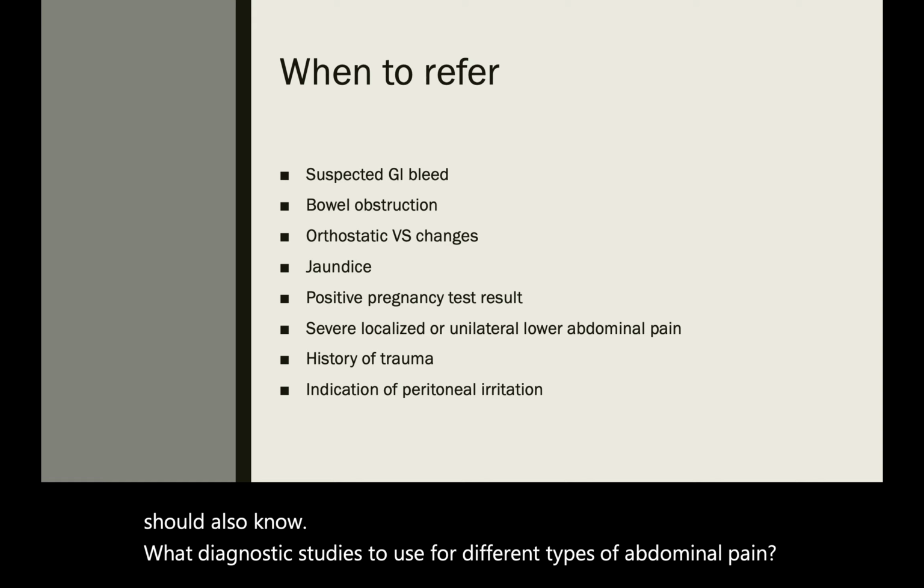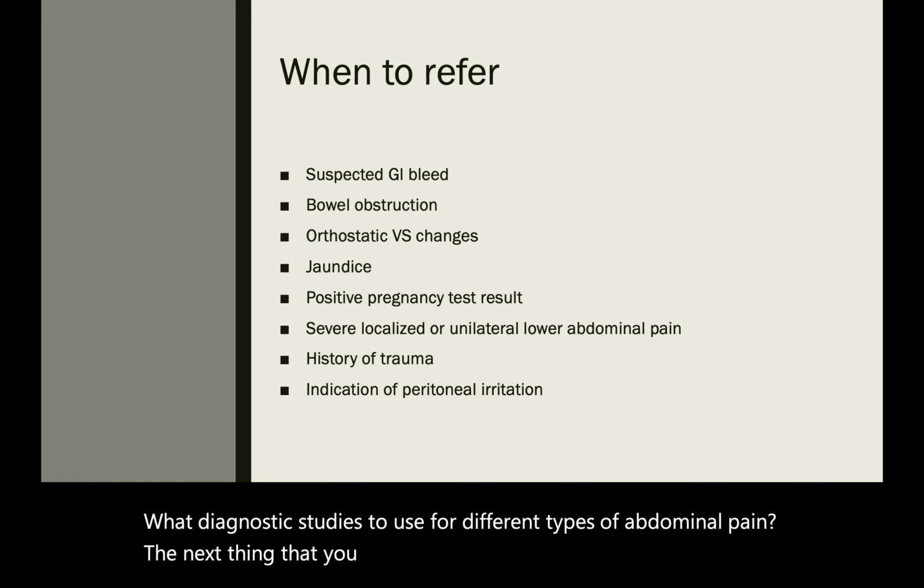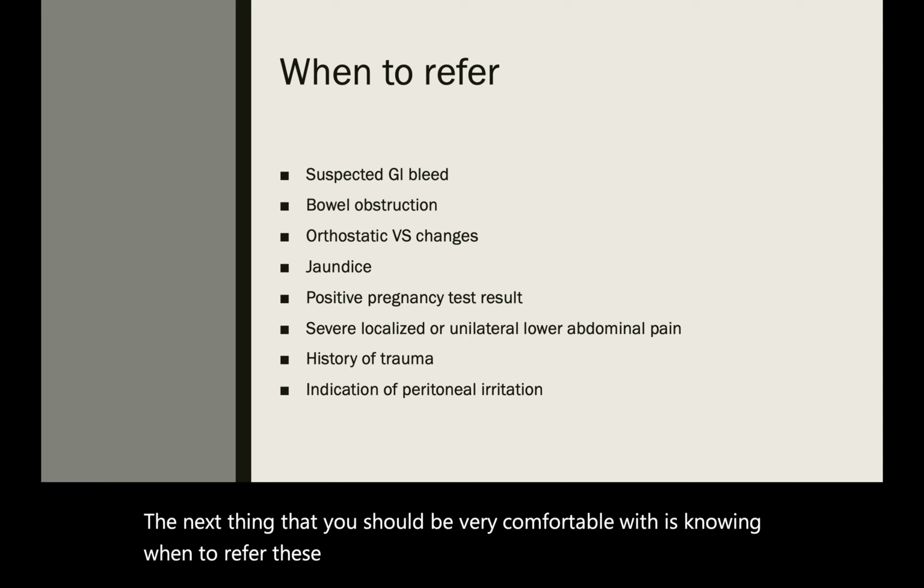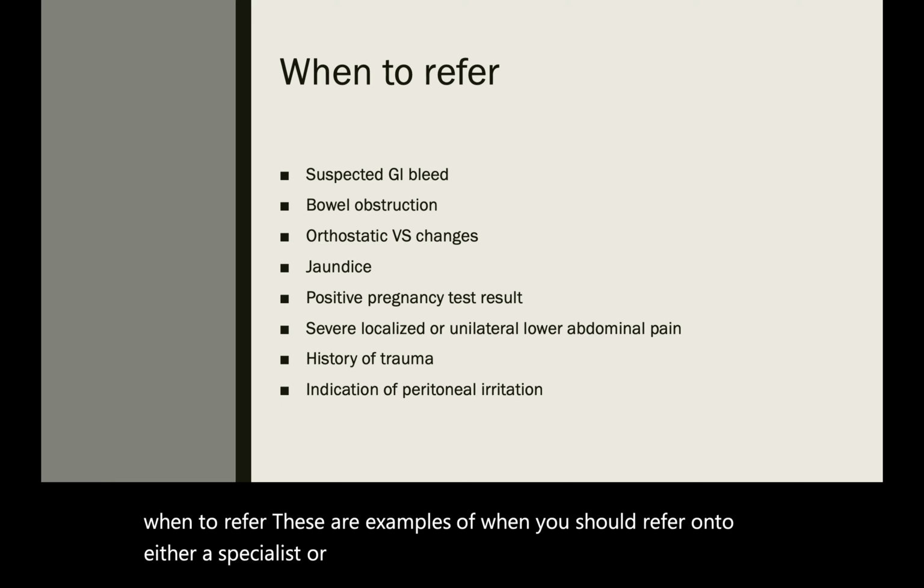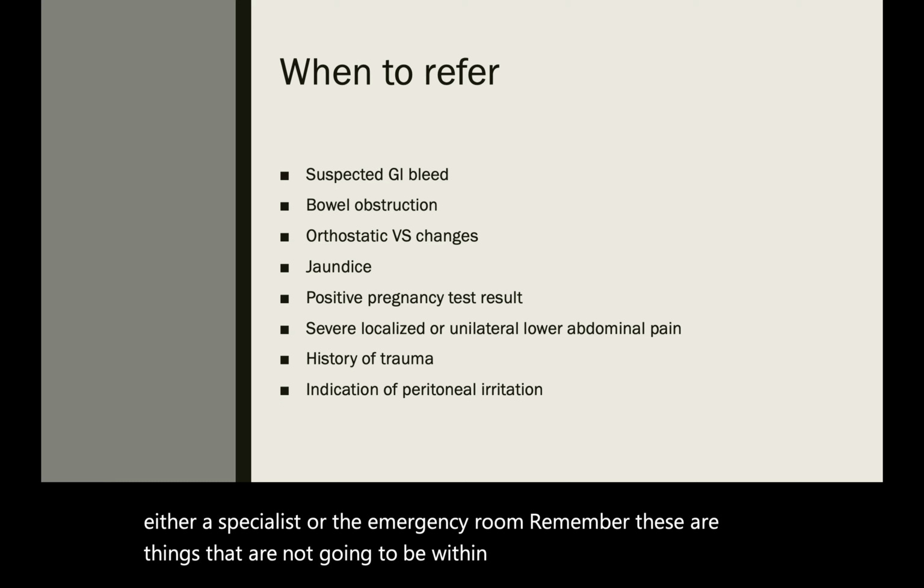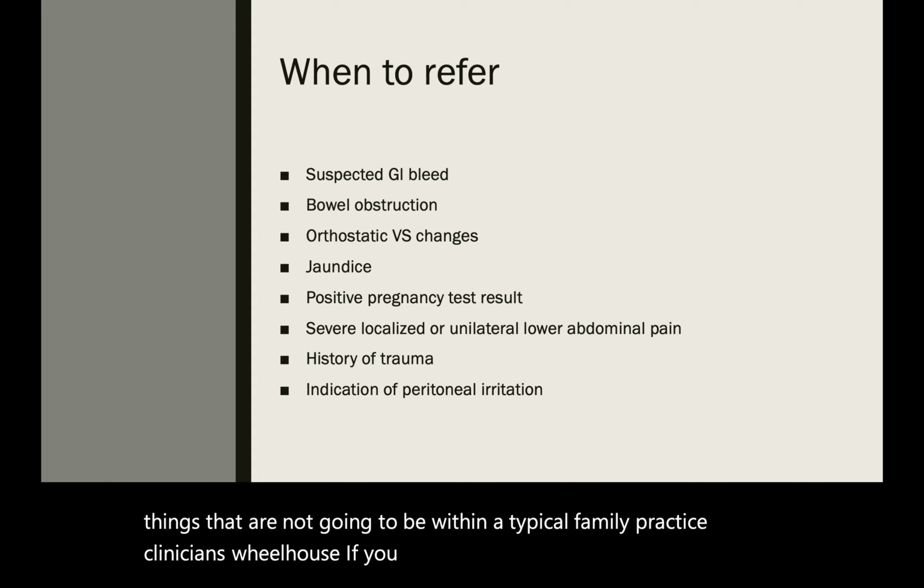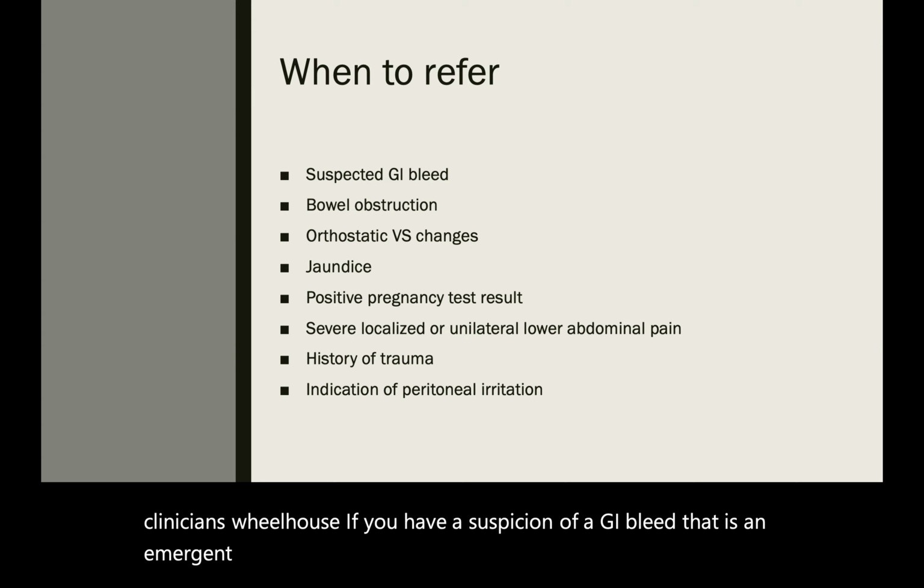The next thing that you should be very comfortable with is knowing when to refer. These are examples of when you should refer on to either a specialist or the emergency room. Remember, these are things that are not going to be within a typical family practice clinician's wheelhouse. If you have a suspicion of a GI bleed, that is an emergent situation. Bowel obstruction, changes in vital signs, a patient that is jaundiced.